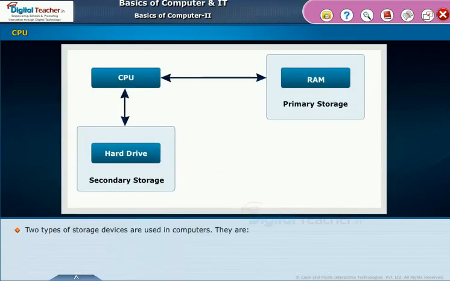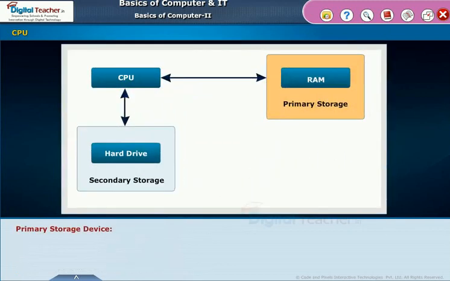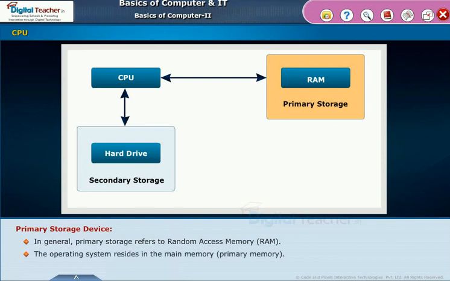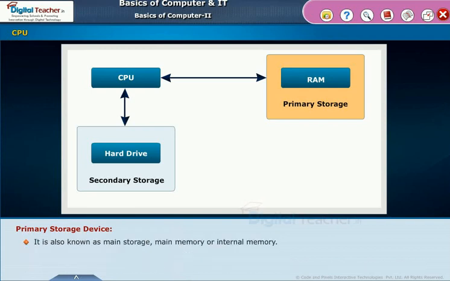Two types of storage are used in computers. They are primary storage and secondary storage. Generally, the CPU interacts with primary storage. Primary storage device. In general, primary storage refers to random access memory, RAM. The operating system resides in the main memory or primary memory. A primary storage device is a component in your computer that stores information for a short period of time. It is also known as main storage, main memory or internal memory.